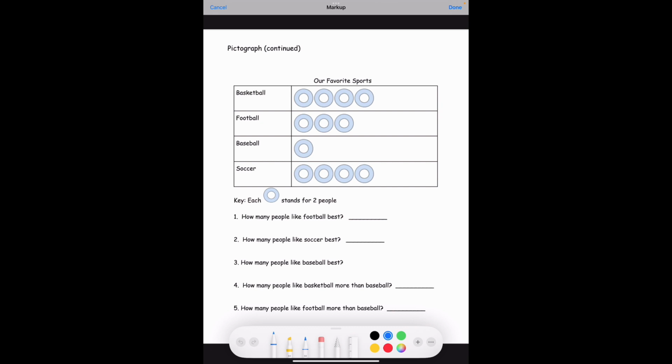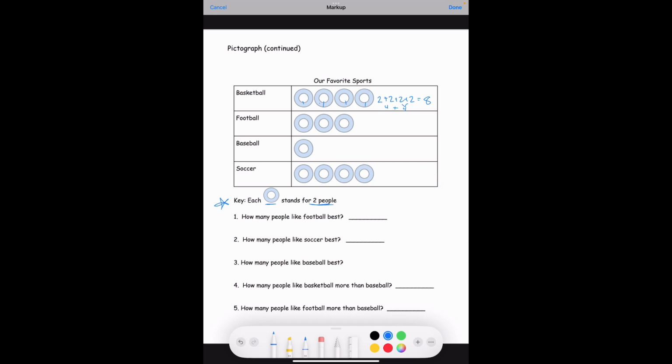Next page. Okay, this is pictograph continued, but now we're looking at sports. And look at the key right here. It says every ring or every circle stands for 2 people. The last one, it was 5 people, but now it's 2. So each of these rings, so there's 1, 2, 3, 4, each ring is 2. So if there's 4, we'll do 2 plus 2 plus 2 plus 2, and 2 plus 2 is 4, and another 2 plus 2 is 4, and 4 plus 4 equals 8. So 8 people like basketball.